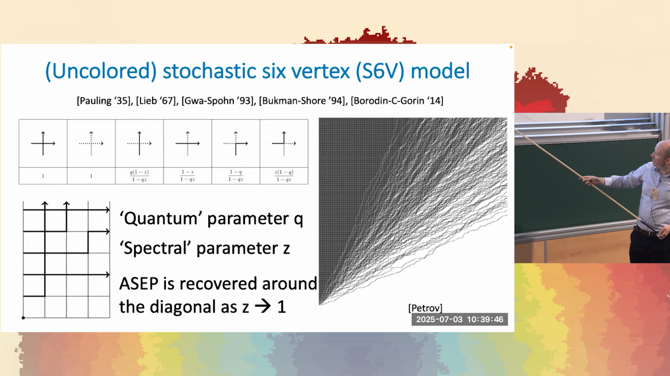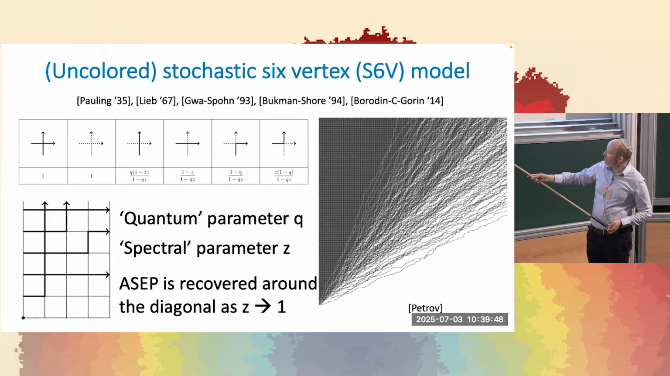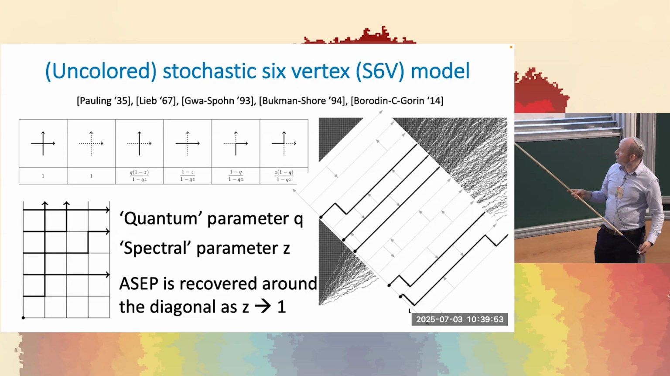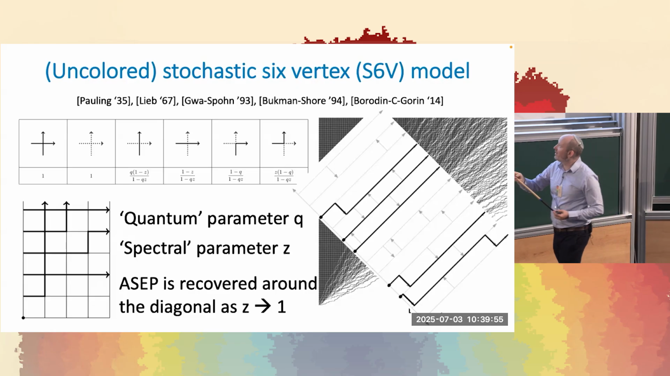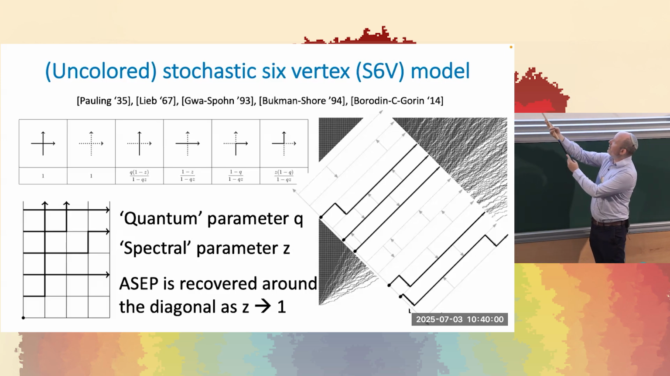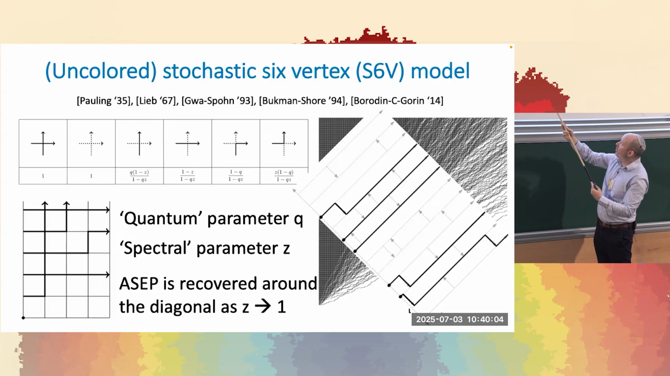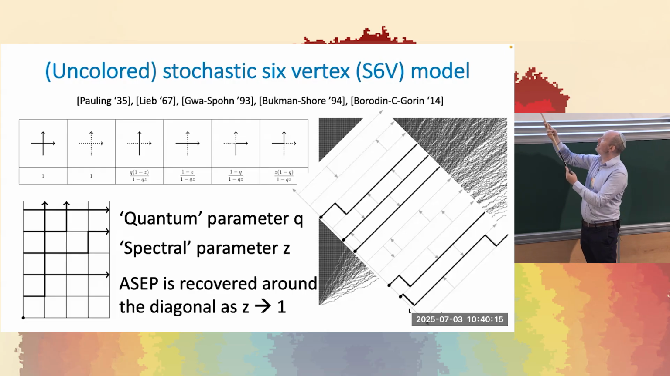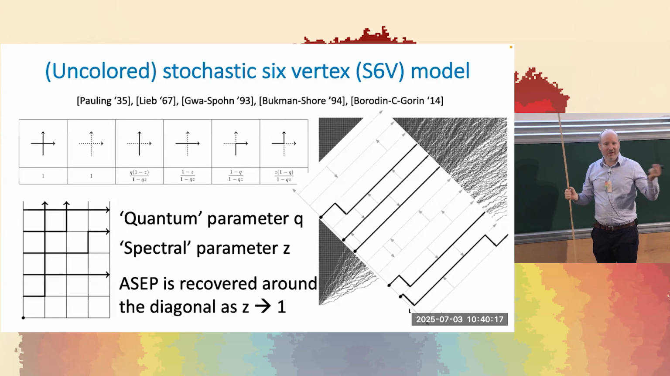If you take this spectral parameter Z and you let it converge to 1, the model actually recovers ASEP in the following way. When Z goes to 1, the probability of going straight becomes 0, and the probability of going horizontal straight also goes to 0. But if you speed time up like 1 over 1 minus Z, then in that scale, the event that you stay horizontal or vertical becomes a Poisson event.